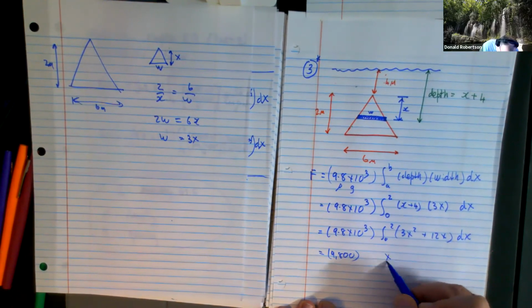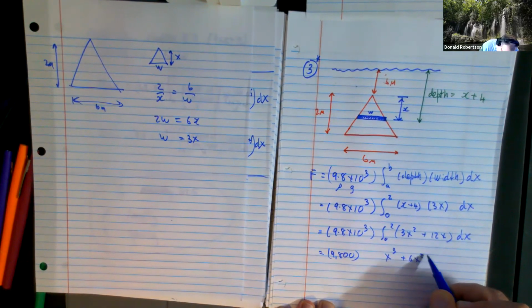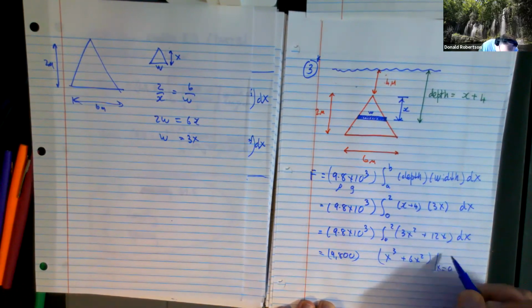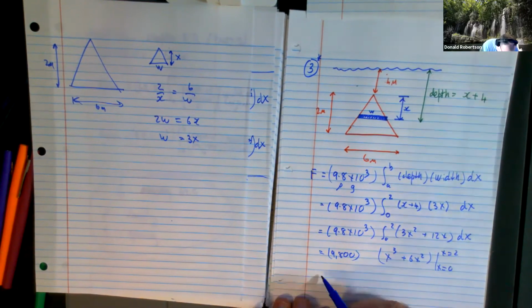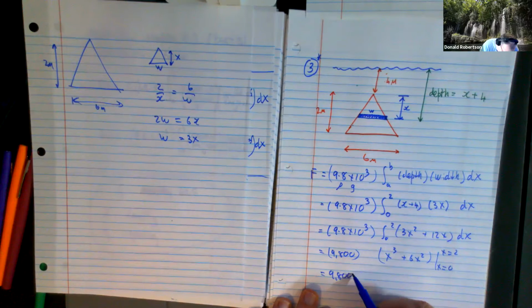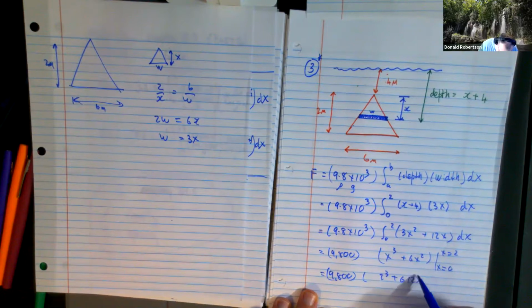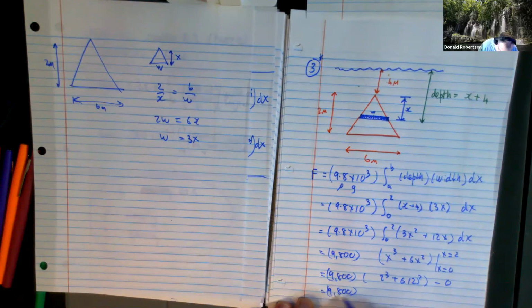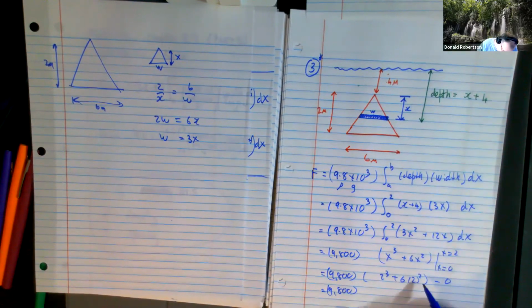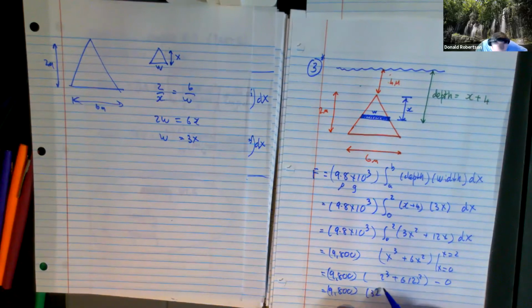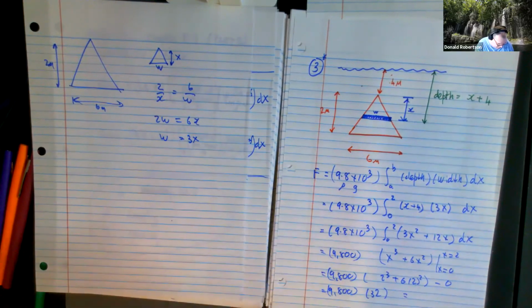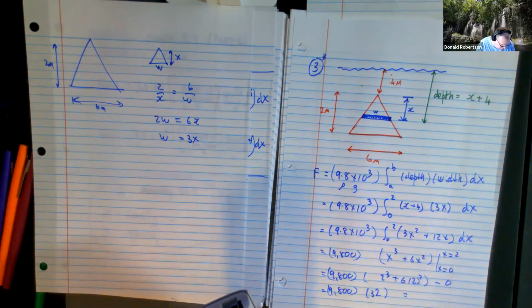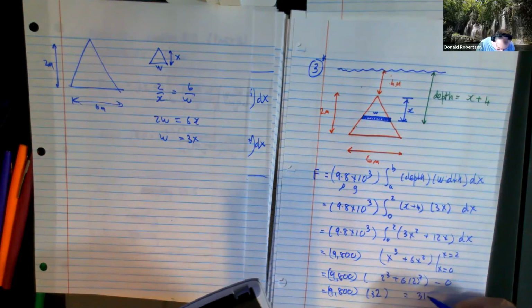Add 1 to the power. Oh, that comes out nice. From 0 to 2. So what's that? 9,800 times 2 cubed plus 6 lots of 2 squared, take away nothing. 2, 4, 8. 8 and 24 is 32. And 9,800 times 32, I get 313,600.